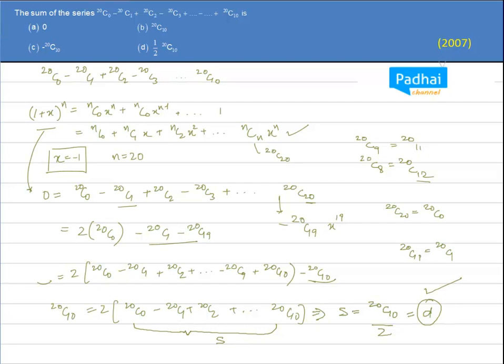So if you see, this was a good question. It required some tricks, where you have to put x equal to minus 1. This was a good step that you have to do here. Otherwise this was a standard problem. For those who have not done these kinds of questions, please do this question very thoroughly.